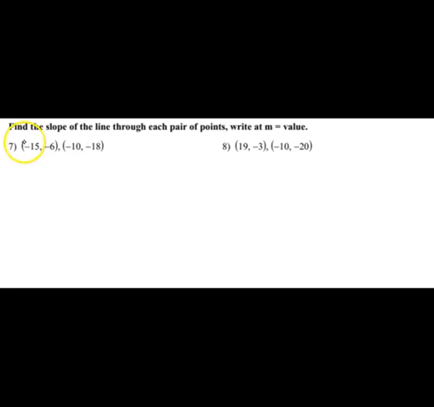Okay, numbers 7 and 8 are asking us to find the slope of the line through these pairs of points, and then write the m value. We're not looking for the equation on these. First, I guess we should start by remembering that slope is found with m equals y2 minus y1 over x2 minus x1, which is change in y over change in x, or rise over run.